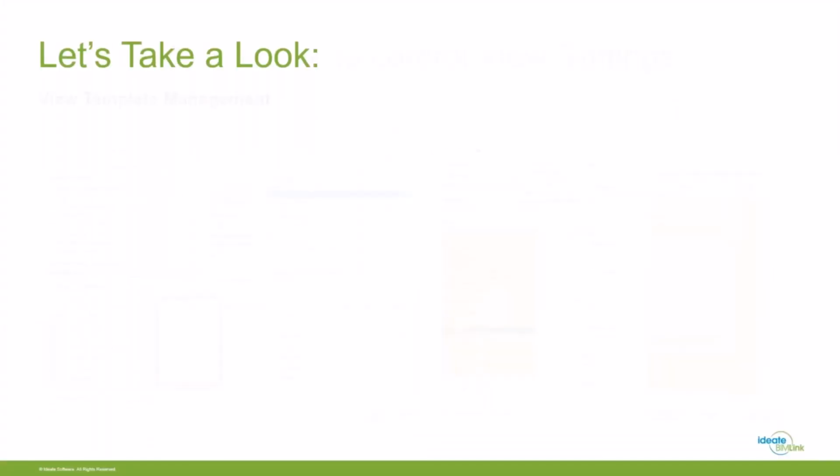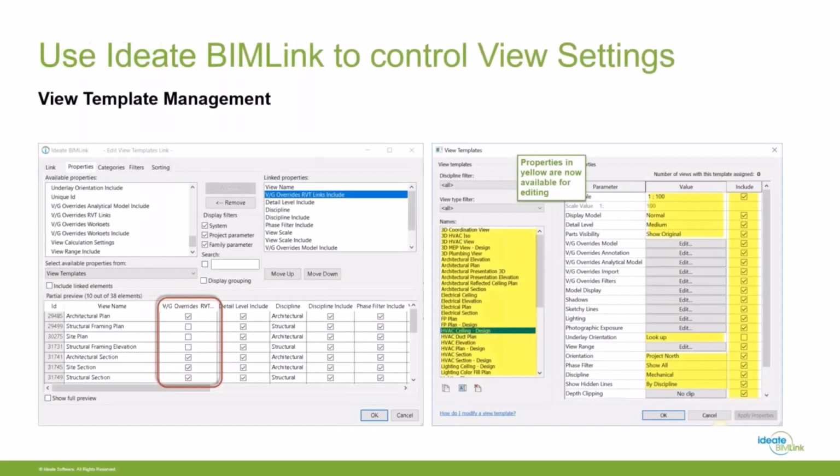Now, with ID8 BIMLink, you can also review view template settings. One of the things that we get asked about a lot is that, notice that I've got all the yellow highlighted. Those are all of the pieces of information that I can review or update within ID8 BIMLink. Anything that has a separate dialog where you have to go and select edit, we're not able to access that through the API. But we can basically impact and review all the settings.